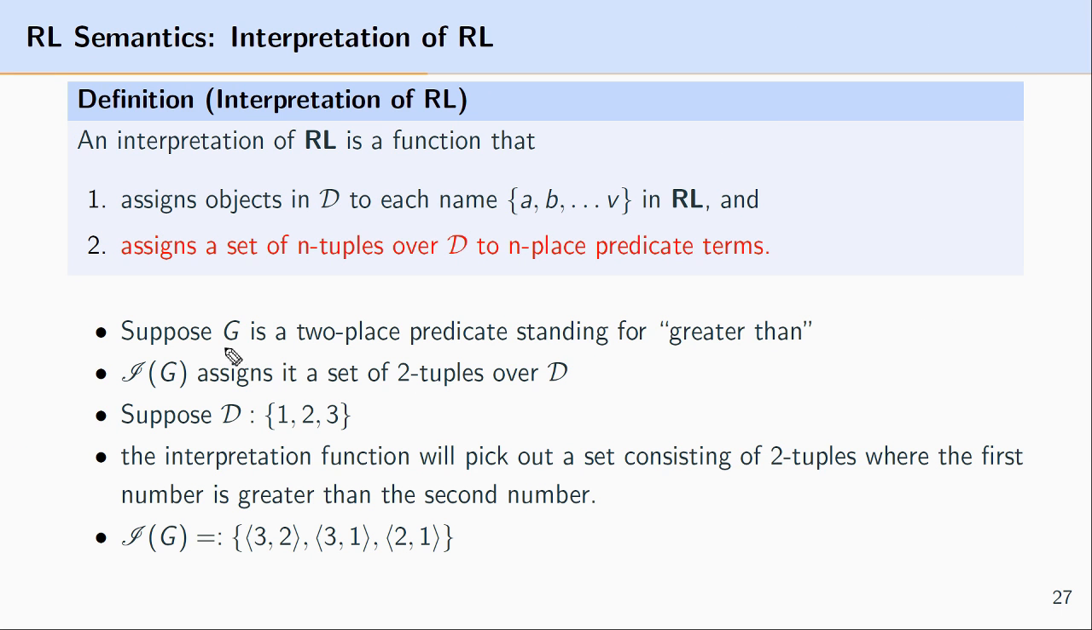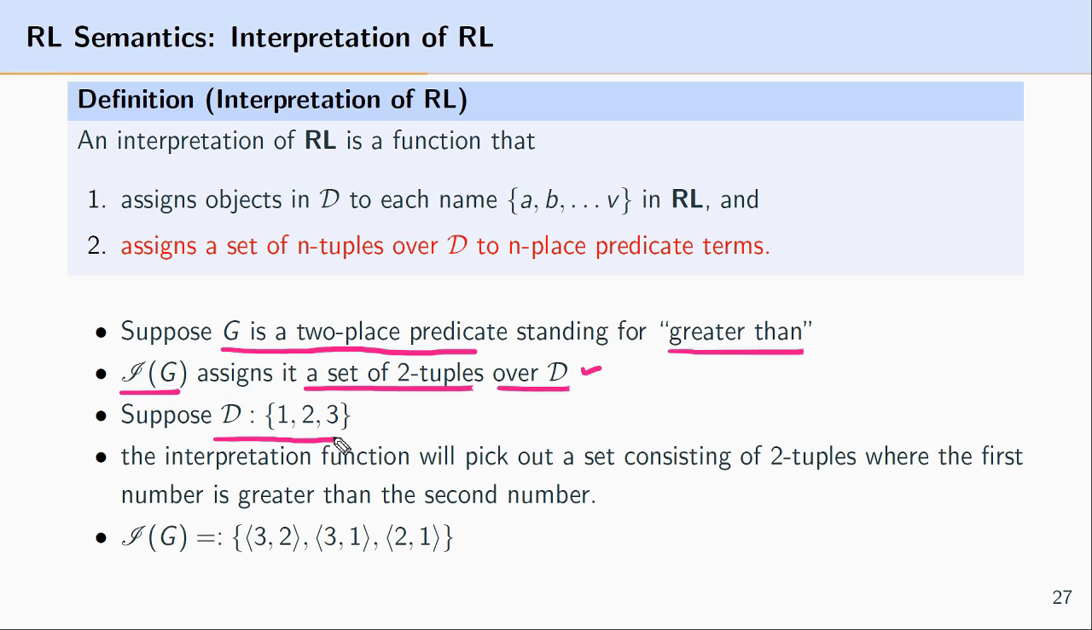So let's look at an example of this. Let's suppose that G is a two-place predicate. And it might be helpful in understanding this, the first go around, to understand it in terms of an English two-place predicate. Let's say it stands for greater than. So what the interpretation function will do is assign it a set of two-tuples over D. So the elements in these two-tuples will be found in the domain. Now let's specify a domain. To keep things simple, let's say we have a domain and it consists of the numbers 1, 2, and 3.